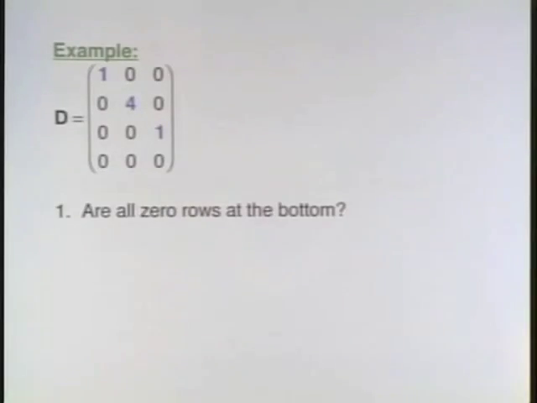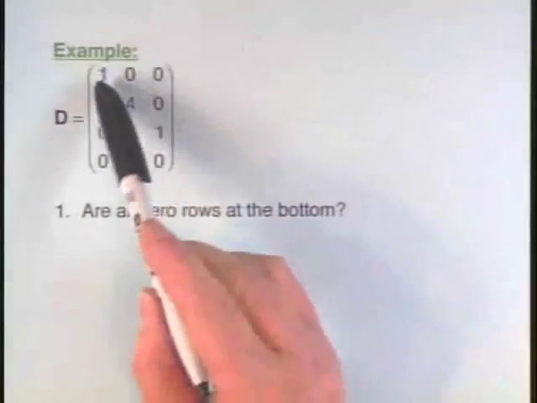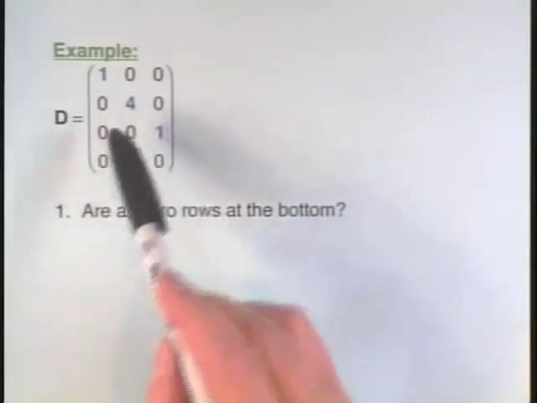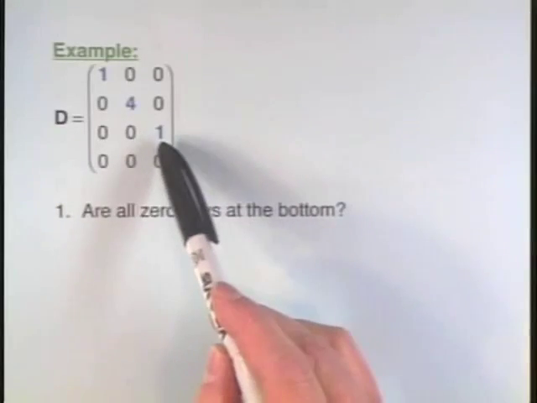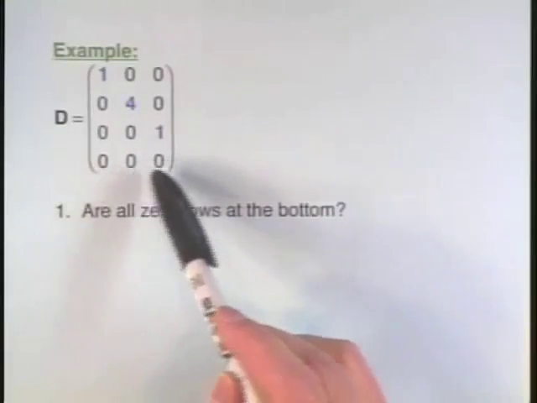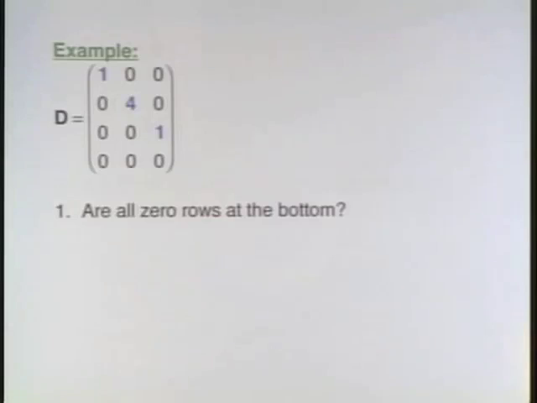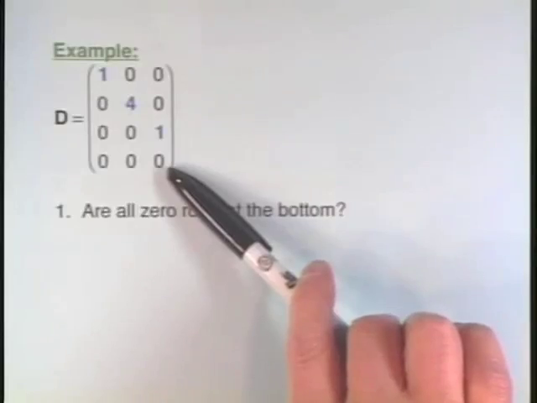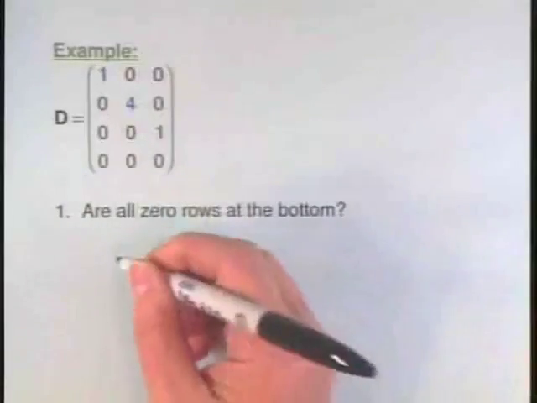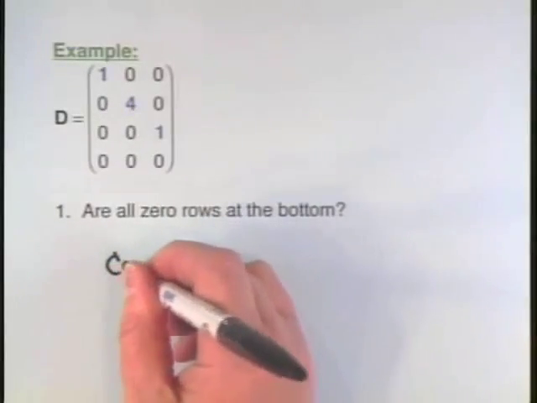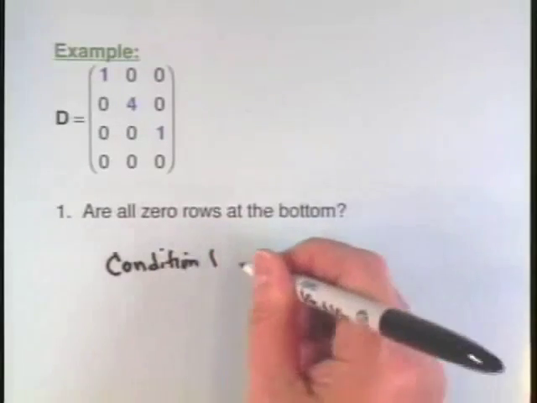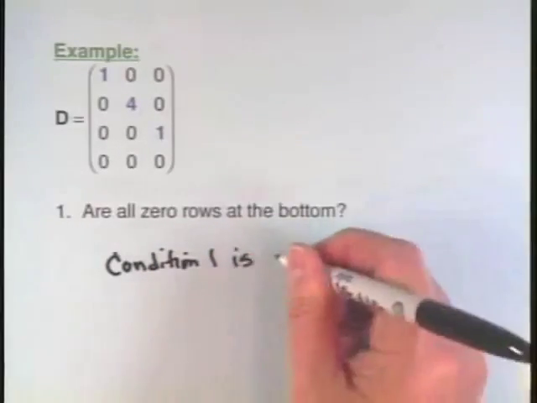Matrix D is a 4 by 3 matrix with 1, 0, 0 in row 1, 0, 4, 0 in row 2, 0, 0, 1 in row 3, and 0, 0, 0 in row 4. Are all 0 rows at the bottom? We only have one row with all zeros. It is in row 4, so it is at the bottom, so condition 1 is met or satisfied.